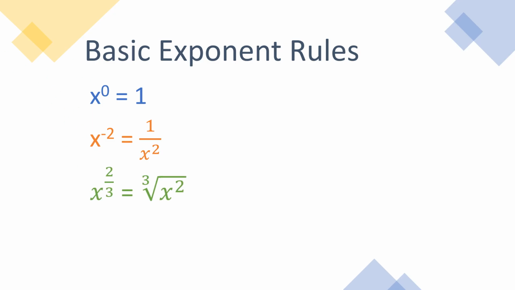Sometimes you'll even see a fractional exponent, x to the 2/3. In this case, you're going to keep the x to the 2nd power. However, since it has a fraction, whatever the denominator is, in this case it is a 3, you're going to take the root. So since it's a 3, we take the 3rd root of that x squared.